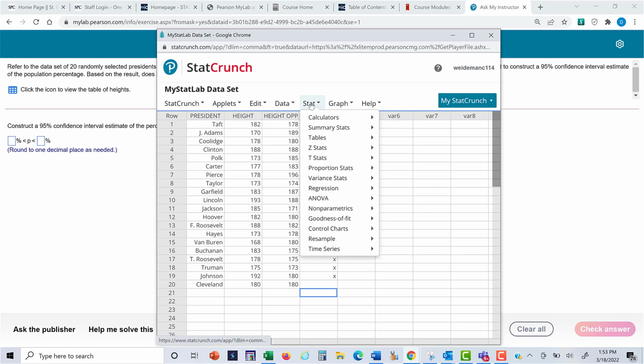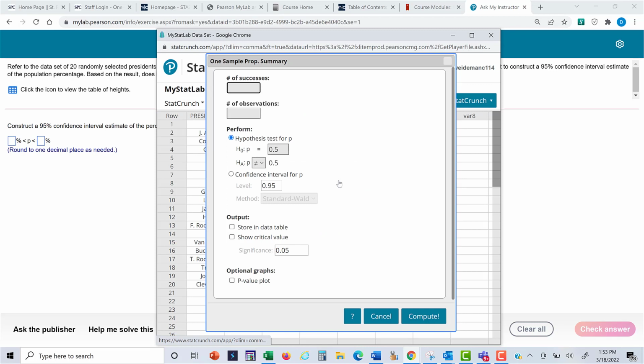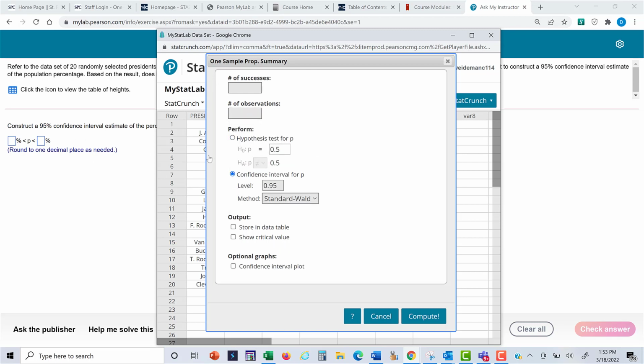And then you're going to go ahead and use your proportion stats, one sample with summary. Put your 9 successes in here. Now your data set's probably different than the one I just showed you. You're going to have to look at the problem you got. However many presidents were taller than their opponent will be the successes. The observations is 20, and then you want to go down here to confidence interval, and they wanted a 95%.